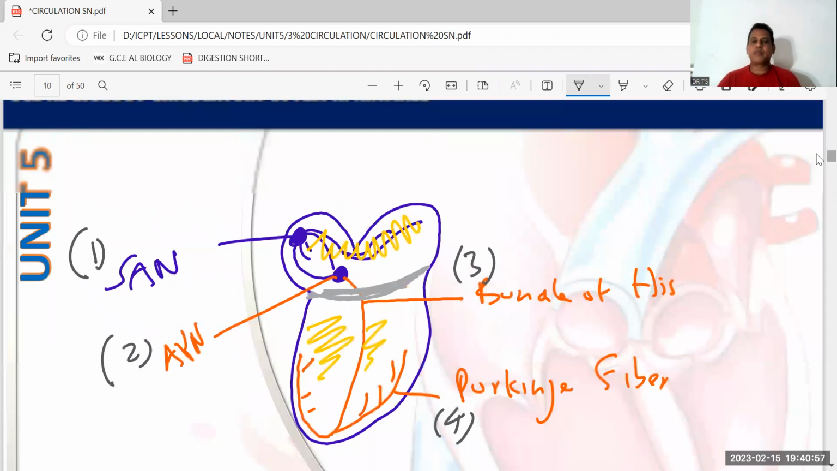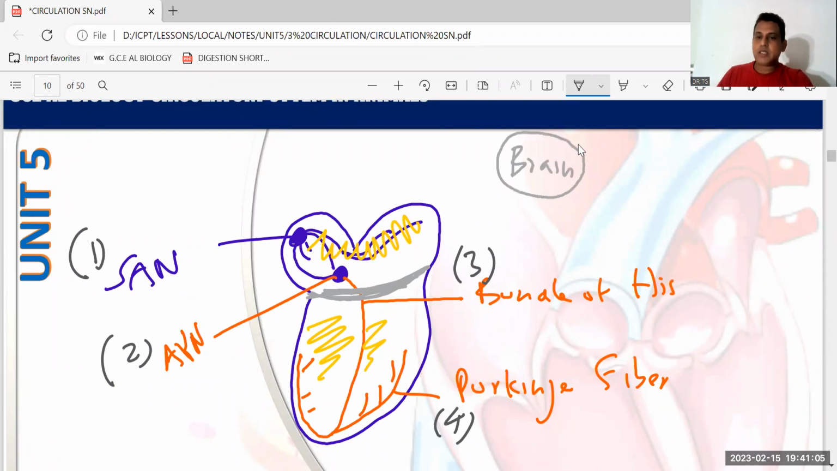Okay, then the brain is also connected to the SA node, especially through nerves. So the brain is also connected to the SA node through nerves.